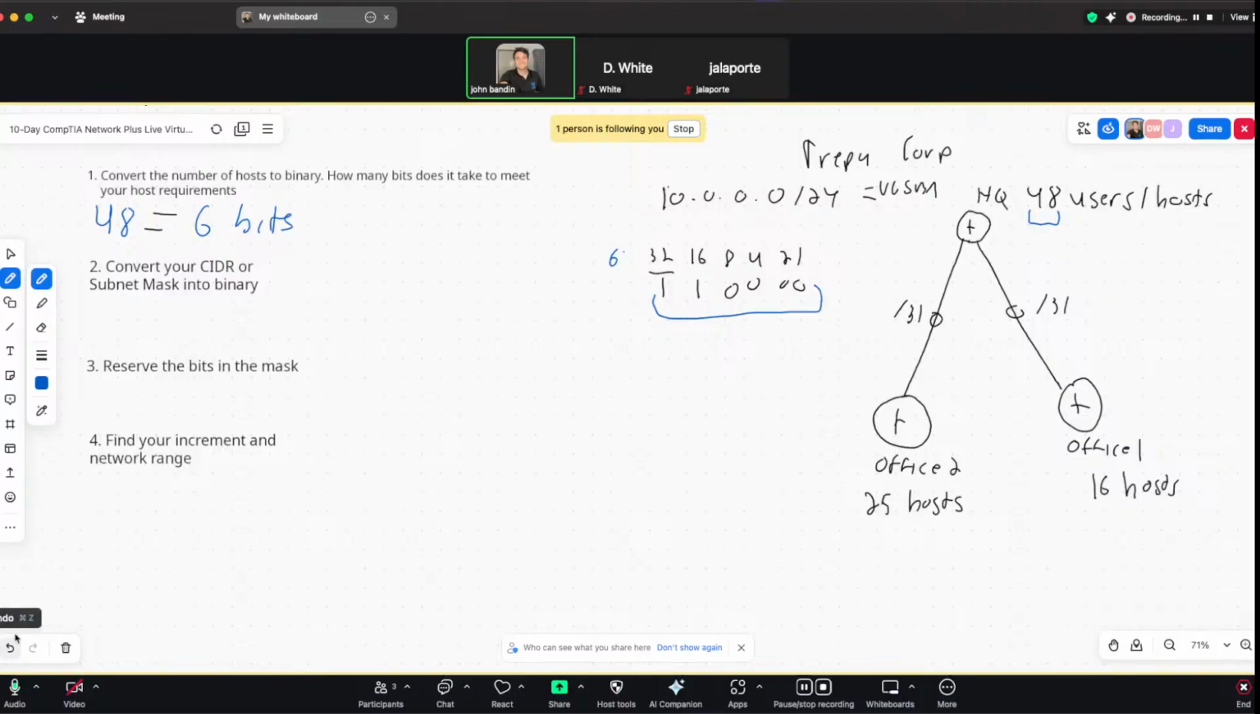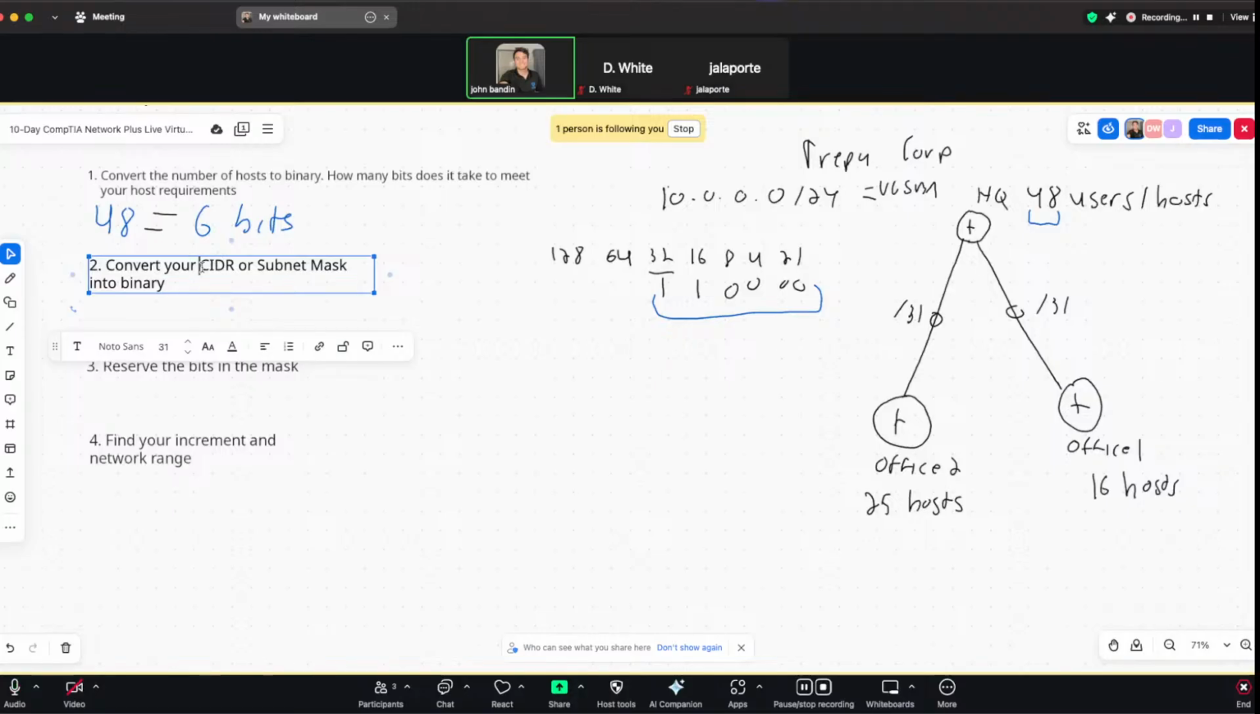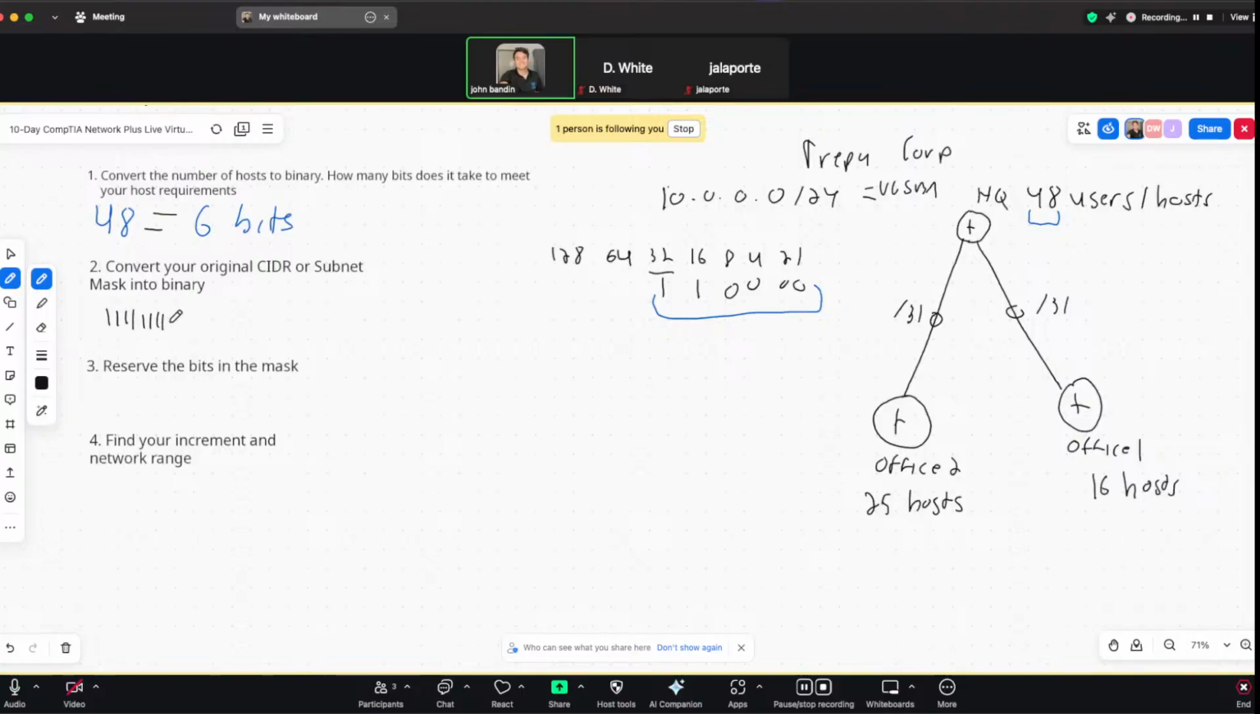I'm going to write our binary conversion chart back up here, because we will need it. Okay, step 2: convert your original CIDR or subnet mask into binary. Our original subnet mask is a /24. So what is that in binary? And then all zeros. That's easy. That's our original subnet.